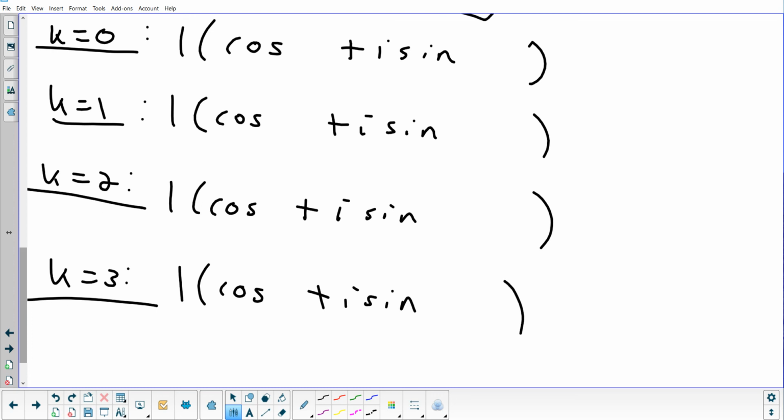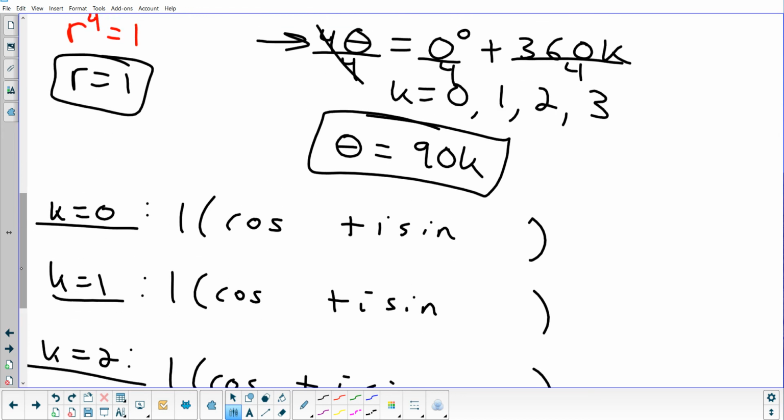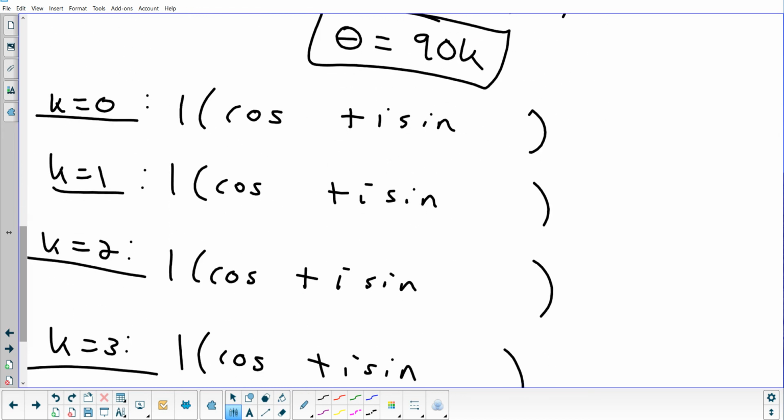I just left room to write in all my angles. All right, so the first value we're going to plug in for k is 0. What's 90 times 0? 0. There's your first angle, or your first answer. Now k equals 1. What's 90 times 1? 90. There's your second answer.